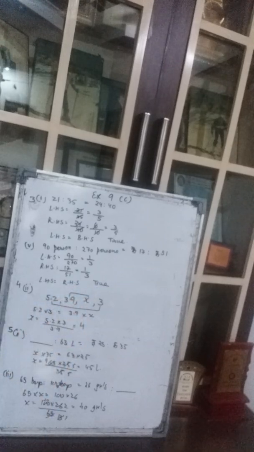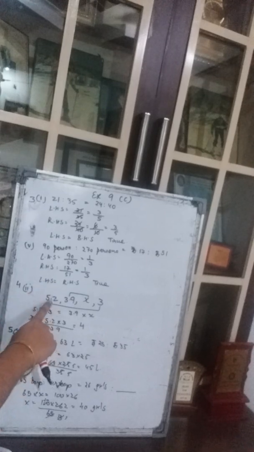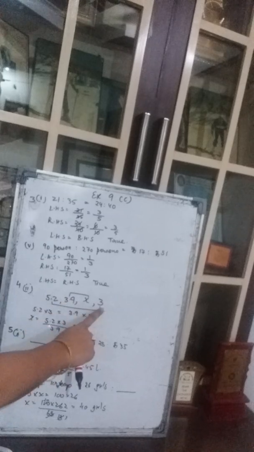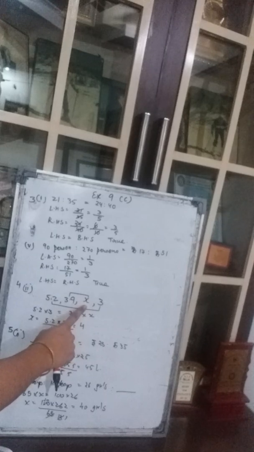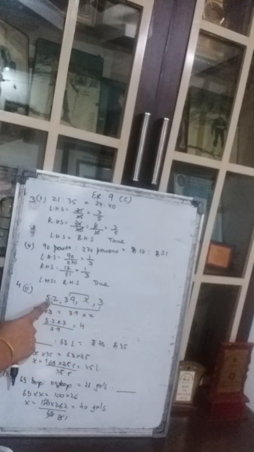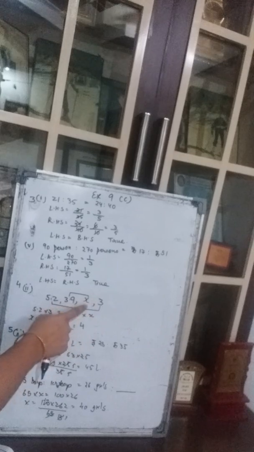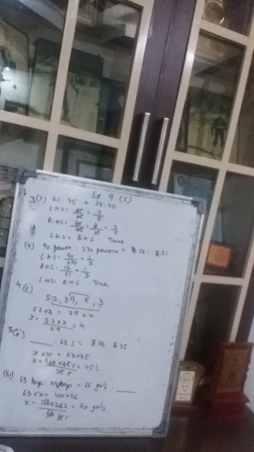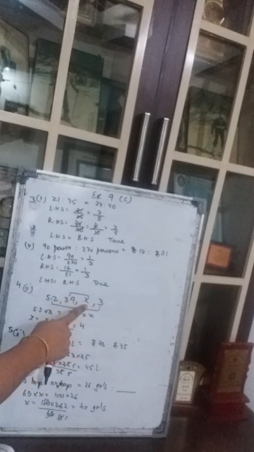Now let's do the fourth question. In the fourth question we will do the second part. It says that the first, second and fourth terms of a proportion are given, so that means there is a proportion. In a proportion there are 4 terms, right? They have given you the first, second and the fourth term. They have not given you the third term. You have to find the third term. So let's assume the third term to be x. What are the first, second and fourth term? 5.2, 3.9 and 3. You have to write them in sequence. You cannot write 3 here and x here. Whatever is missing, the third term, you will write x in the place of the third term only.